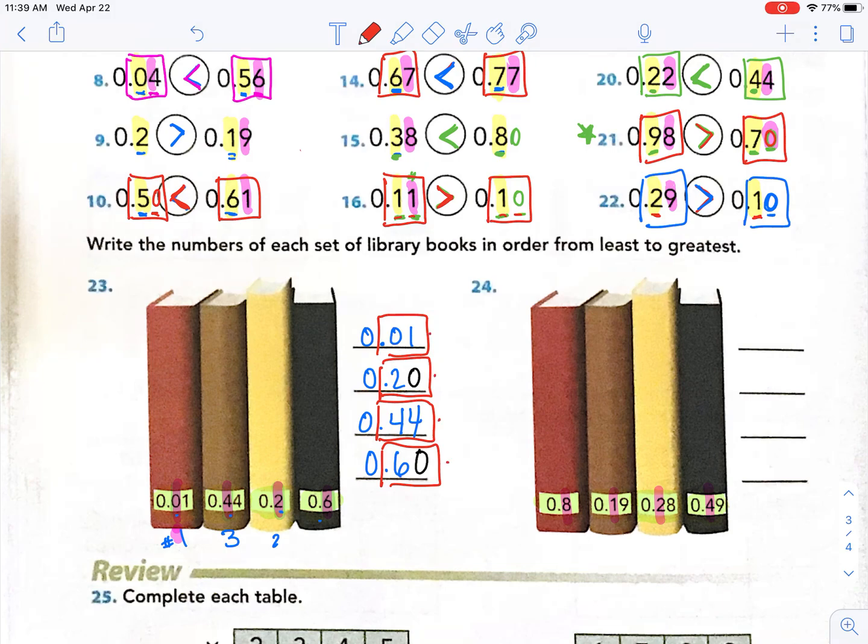We have 1. We have 20. We have 44 and we have 60. Are those in the correct order from least to greatest? Yes, we did it. Least to greatest. Excellent. Okay, let's look at the next one.